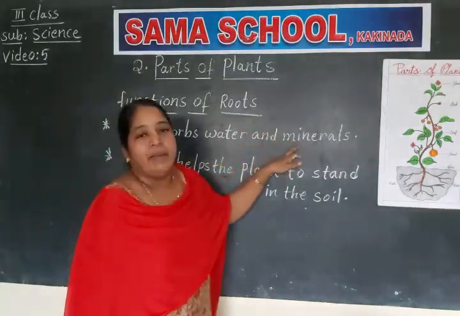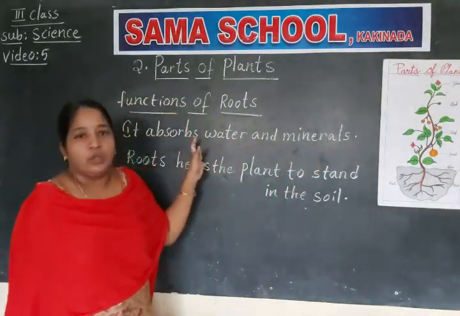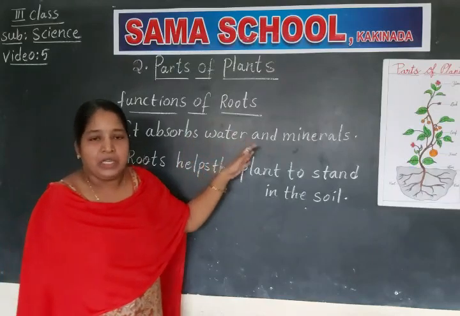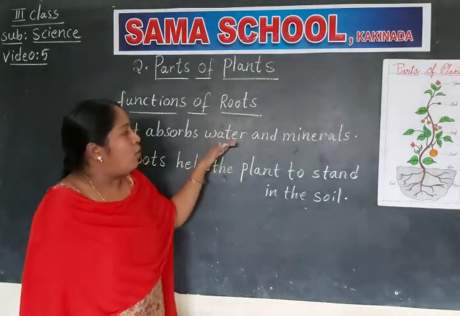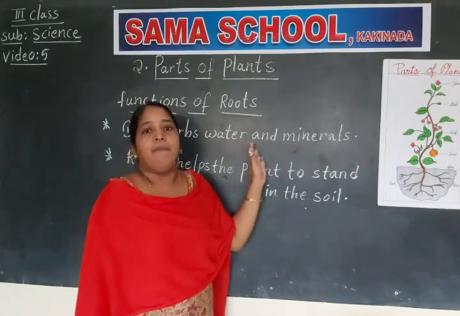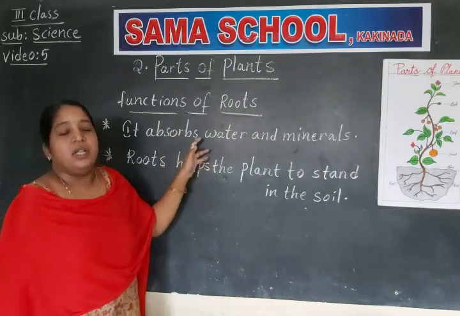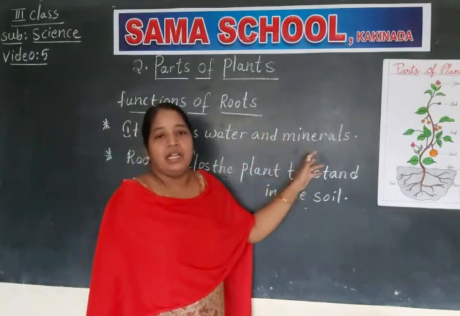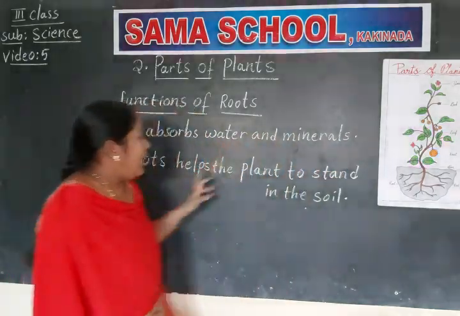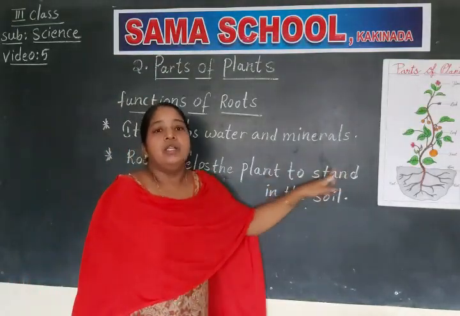These two are very important for the growth of a plant body. So without roots, can you imagine the plant grows? Without roots, the water and minerals are not absorbed and there is no growth in the plant body. That's why roots are very important to absorb water and minerals from the soil. And next one, root helps the plant to stand in the soil.